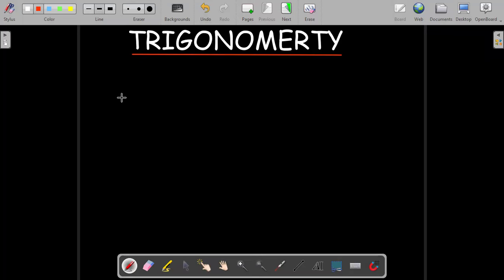In this tutorial, we are going to discuss briefly what trigonometry is, just to have an introduction or basics on trigonometry. From the word itself, trigonometry, you'd understand that we're going to be dealing with triangles and, of course, measurements of these triangles and the angles that are involved in these triangles.